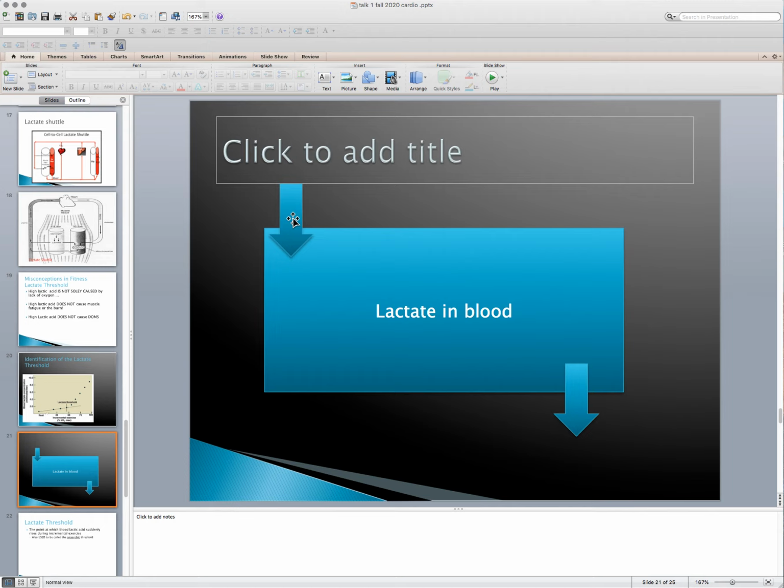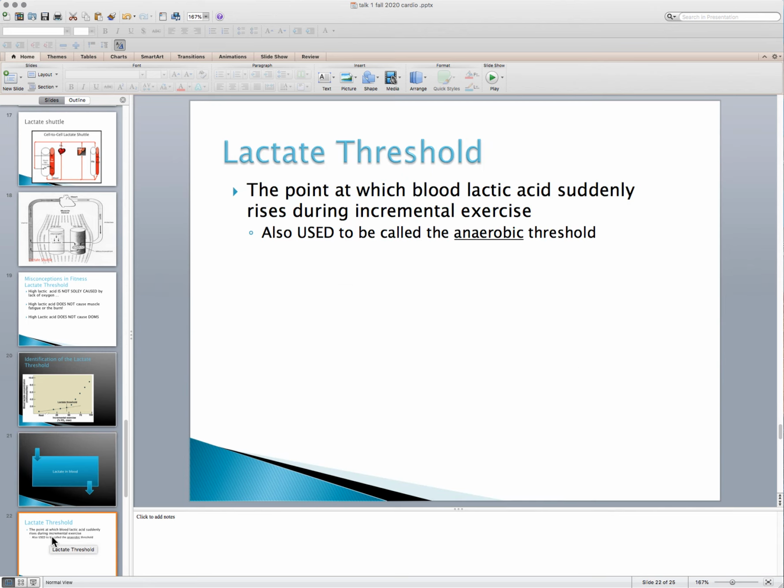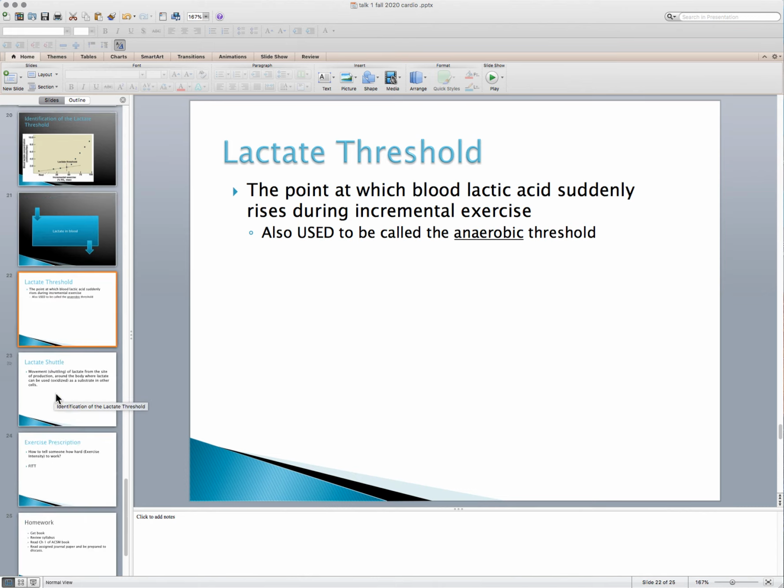We're breaking down more glucose, so we're going to be making more lactate. And endurance-trained athletes are better at removing lactate from the blood, so this arrow would be bigger. So this very simple diagram gives us an explanation of the amount coming in and the amount leaving. And it used to be called anaerobic threshold, and we won't use that anymore because anaerobic implies a lack of oxygen, and that's actually not the case.